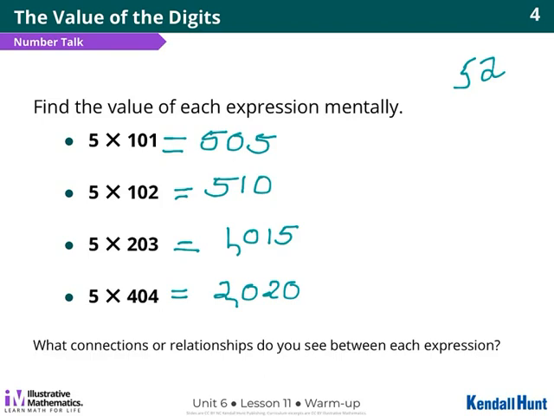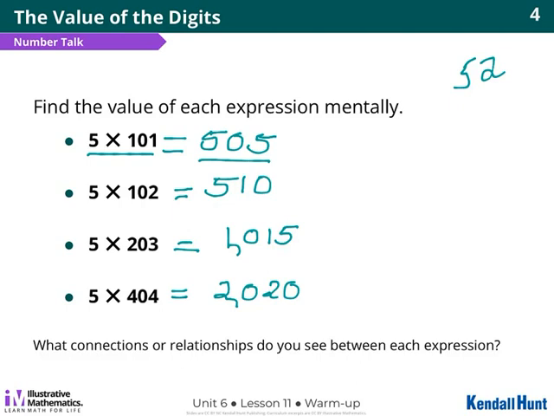Jerica. 5 times 101, the 505 is a palindrome, where it's the same number forward as backwards. What a good observation.